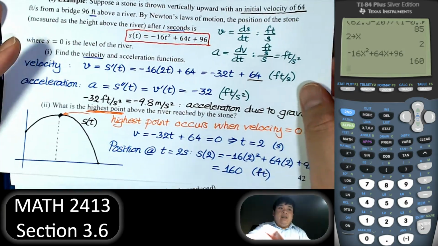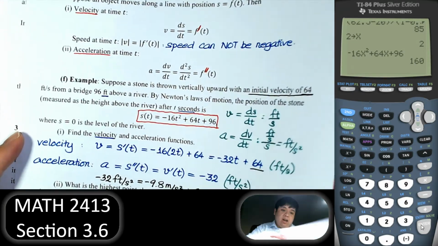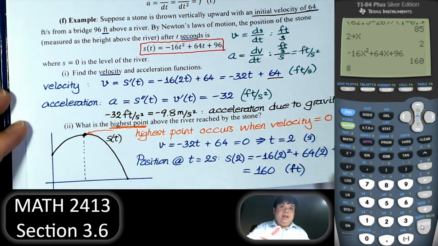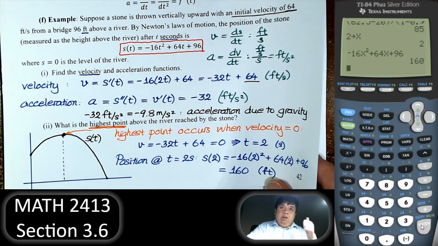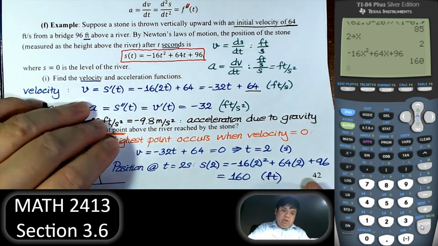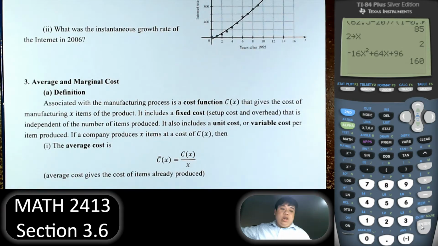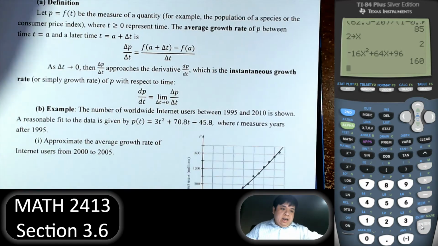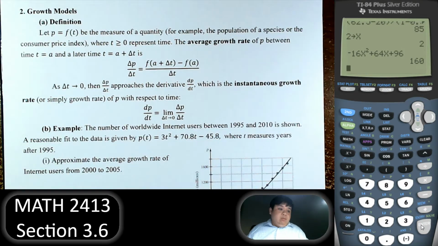So that is the first application of derivative. Velocity is the derivative of the position function. Acceleration is the second derivative of the position function. Next we go to the second one, growth models. Right.